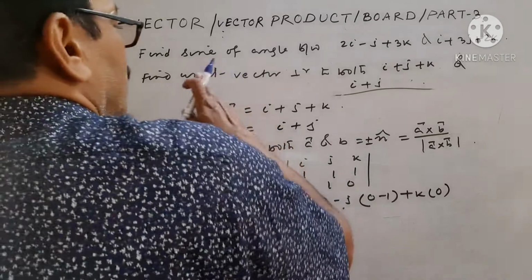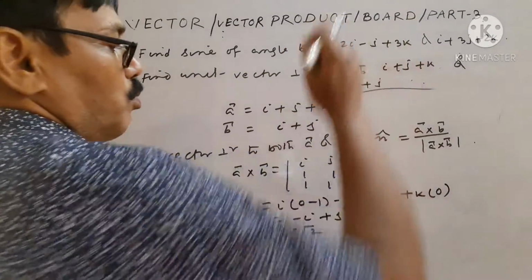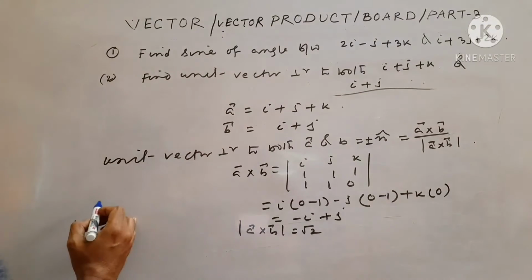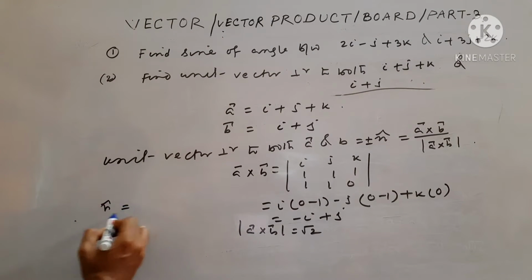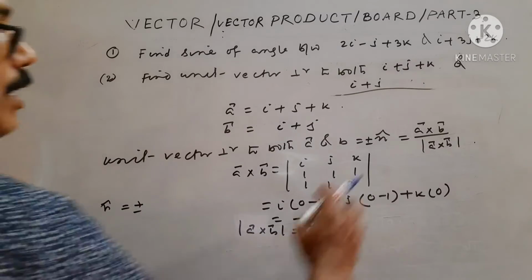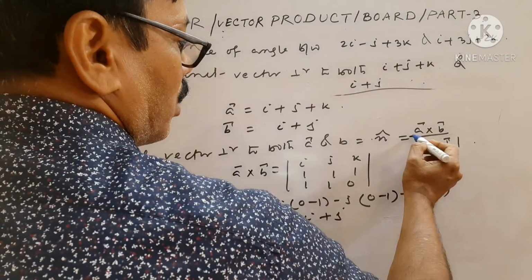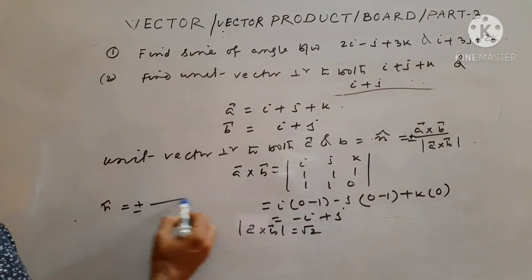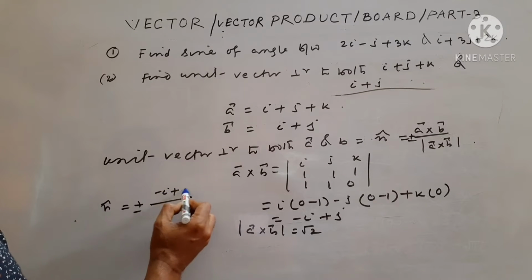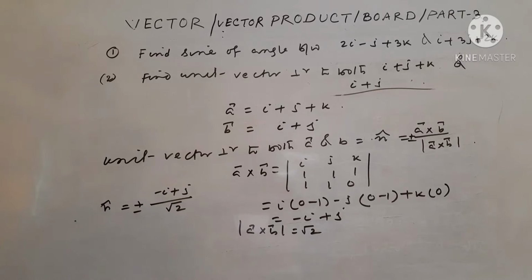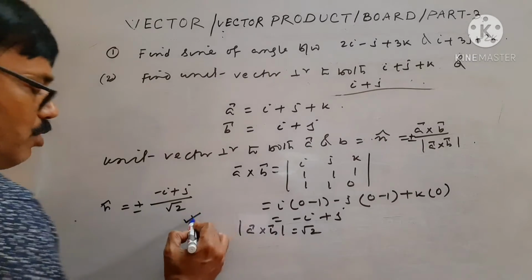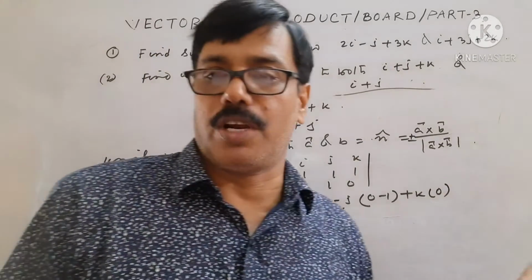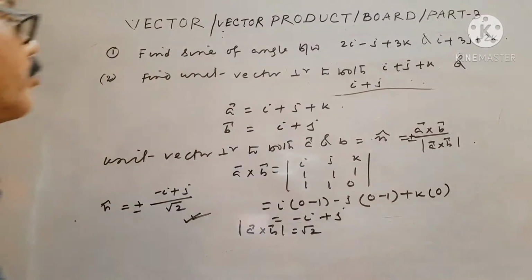So find the unit vector perpendicular to both this and this. So what is n cap? Plus minus. N cap equals plus minus A cross B, that is minus I plus J, by root 2. So this is the unit vector perpendicular to both A and B.